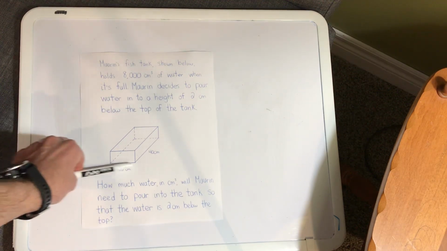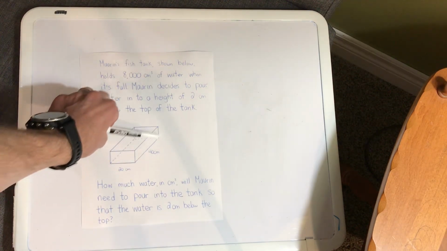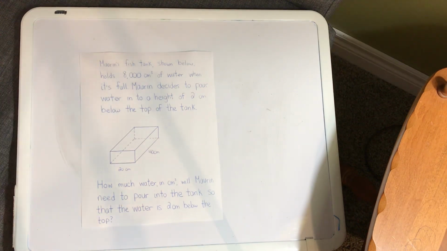So we see that's 20 centimeters wide and 40 centimeters long, but we don't know the height yet. The question is, how much water in centimeters cubed will Morin need to pour into the tank so the water is 2 centimeters below the top? So we've got a few things we need to figure out here. First of all, we need to figure out what is the height of that tank.